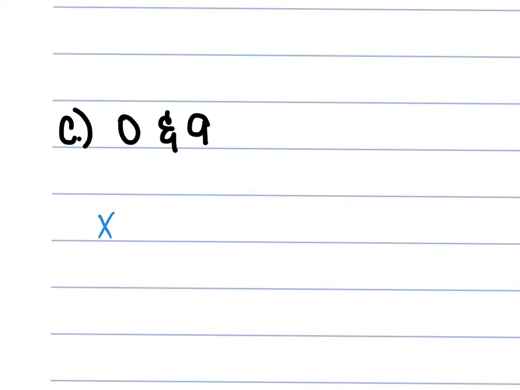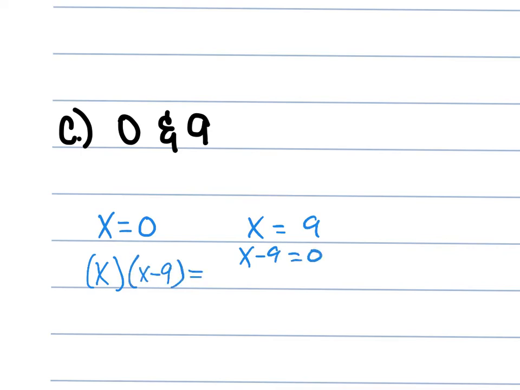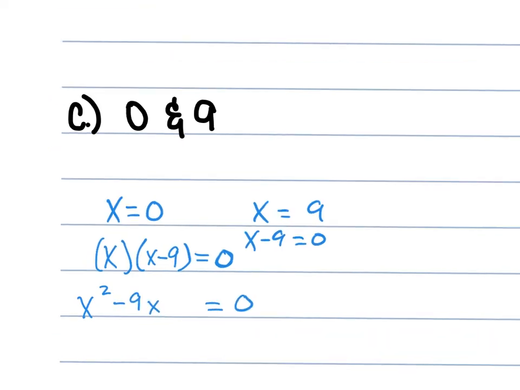Okay, so we get x equals 0 and x equals 9. This just becomes x, and this is x minus 9 equals 0, so we're going to multiply times x minus 9. We dealt with that just x yesterday. We ran into that situation and how we came across that. I'm going to distribute, and I get x squared minus 9x equals 0. Let's complete the square.